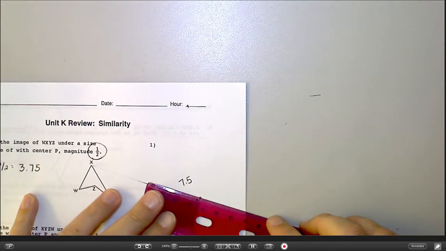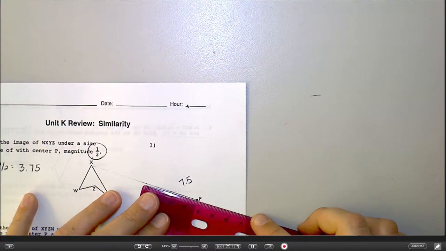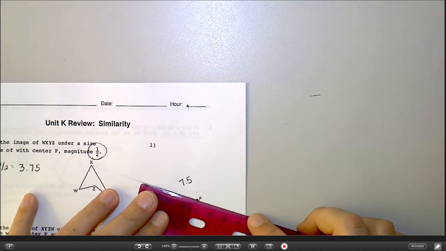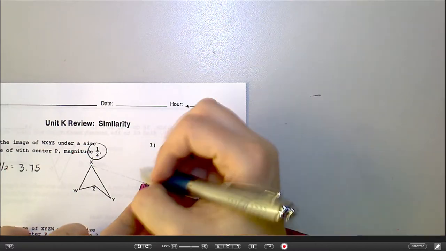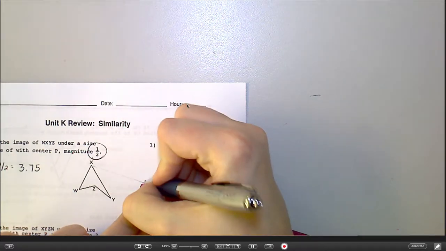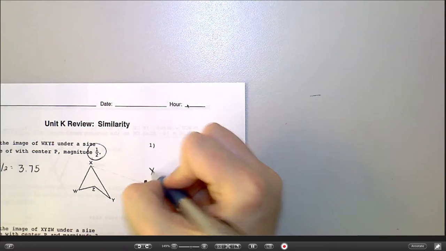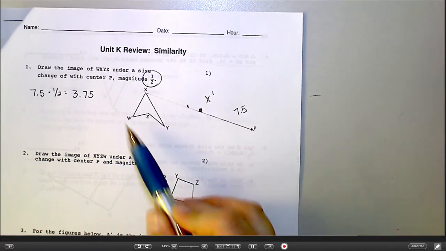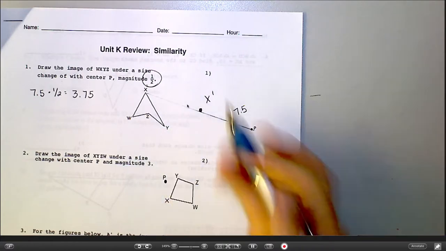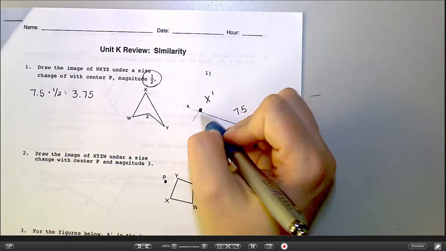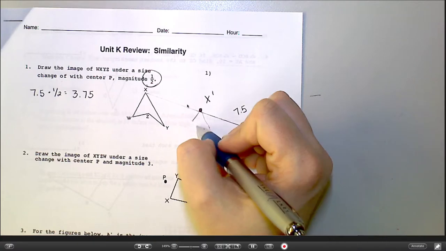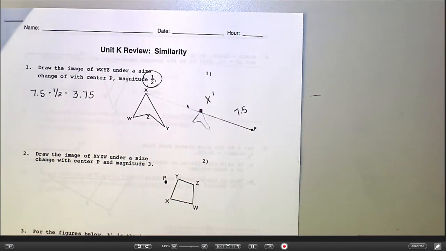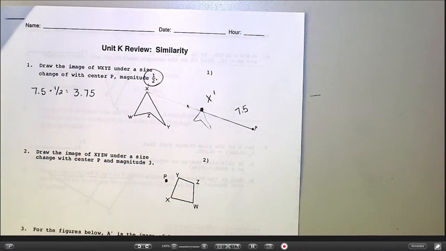So I'm going to measure, we'll just go about between 3.7, 3.8. 3.75-ish from P along that same line. Put a mark there, and that's going to be your new X prime. Then we would do that with all 3 of the other points. So with this point, and this point. And you should get a figure that looks just like it, but a little smaller. It's going to look similar to that.